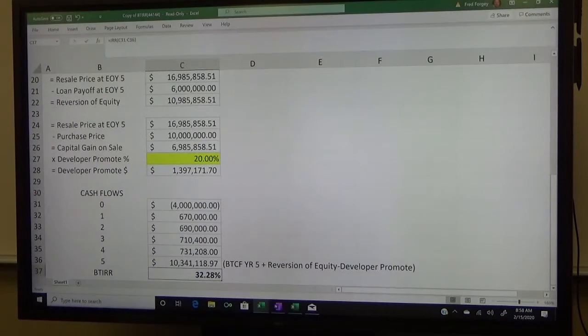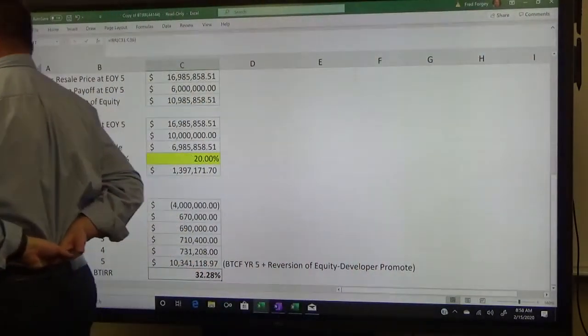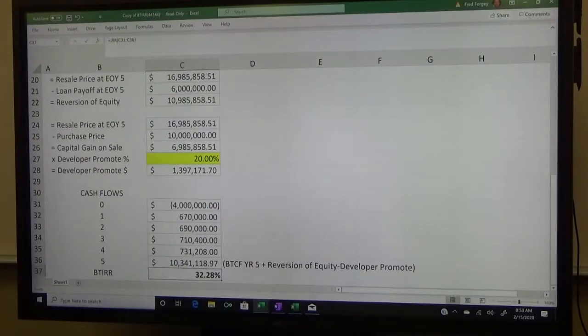It's minus the developer promote, right? Because the investor is not receiving that promote because they're paying it to the developer. Oh. Oh, no, I'm wrong. Yeah, yeah, it's working. Close on that.